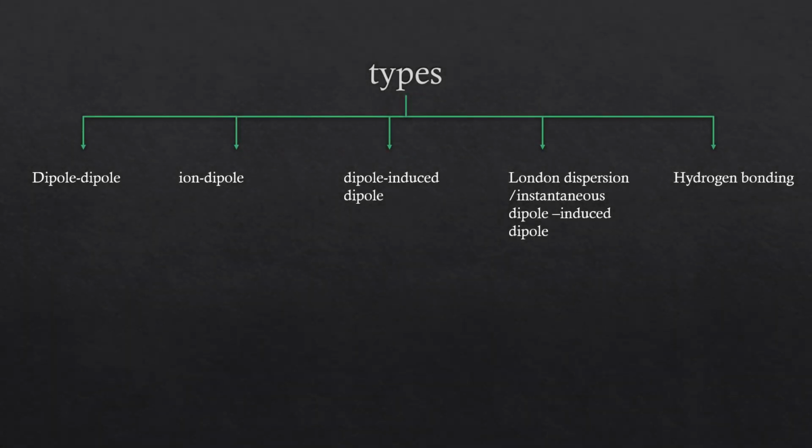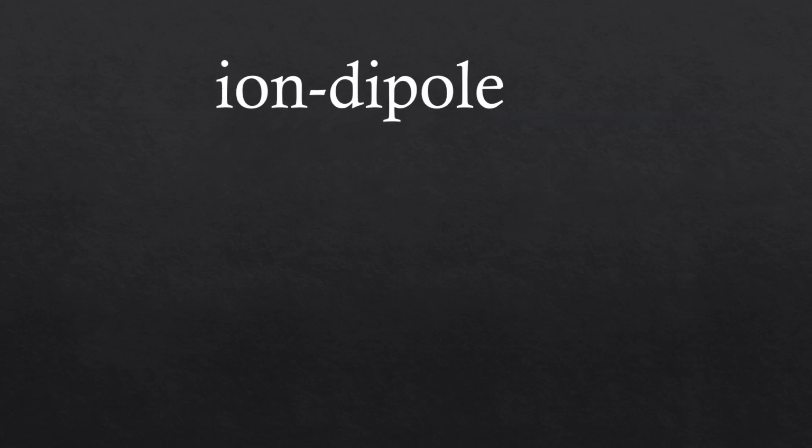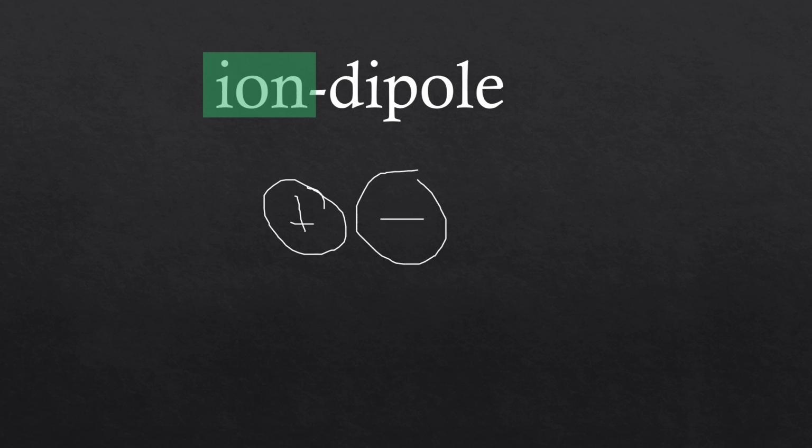This lecture is based on the ion-dipole. As in the previous lecture, I told you about the dipole-dipole moment of attraction. If we talk about the ion-dipole, basically the word ion here means the charge. As you all know, an ion is a molecule that has a positive or negative charge.